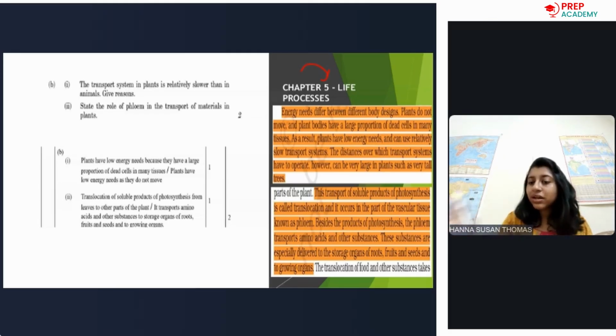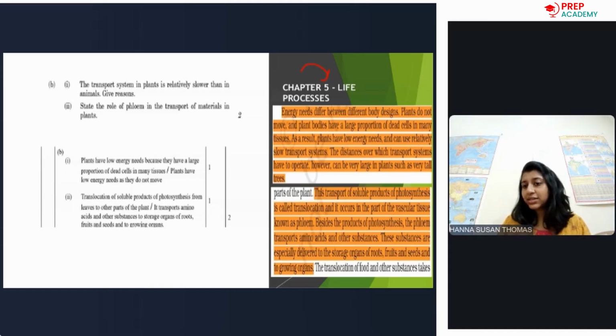It's directly given in your reader only. Because we know that plants are immobile, right? They are not mobile as compared to us. They cannot jump, walk, or run like us, right? So they are not that much into movement. That means they only require low energy for their functioning, right?